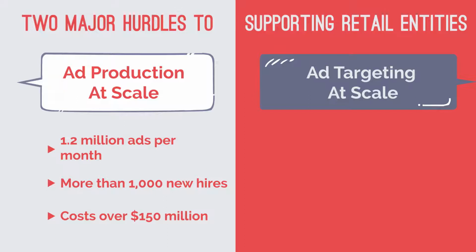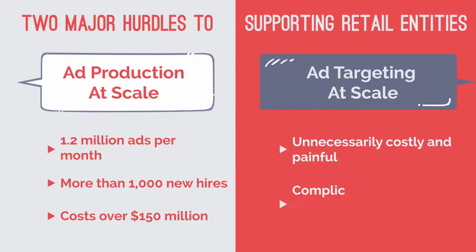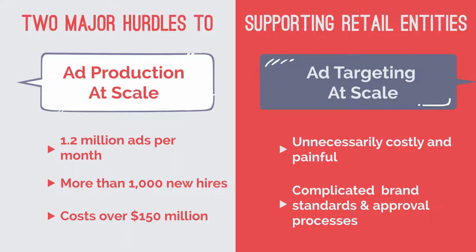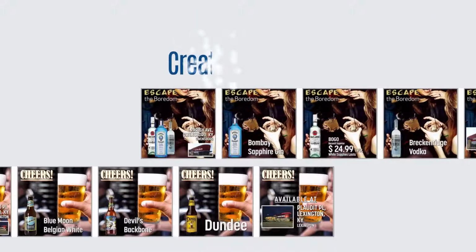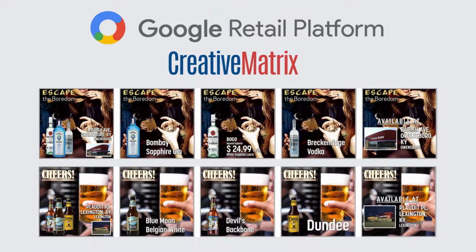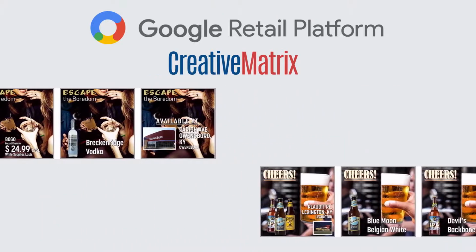And for a retail entity, creating brand-compliant assets is already a costly and super complex process that's only compounded when setting up and running advertising campaigns that involves navigating complicated brand guidelines and cumbersome approval processes. But the Creative Matrix simplifies the personalization and distribution of branded retail assets.